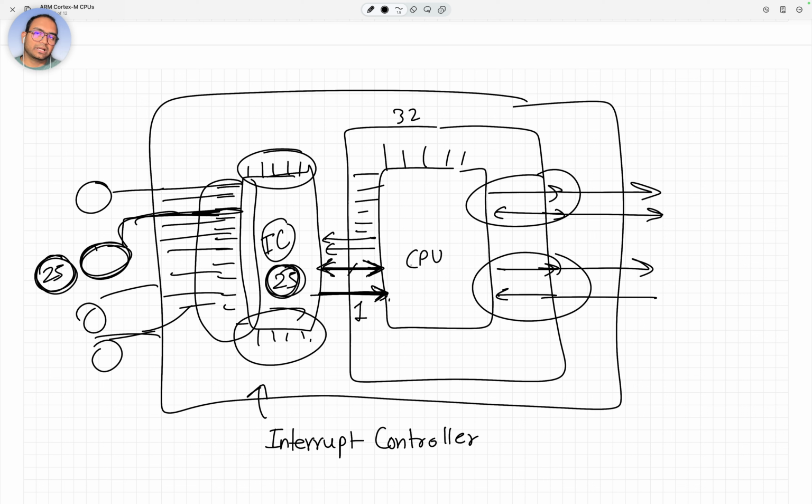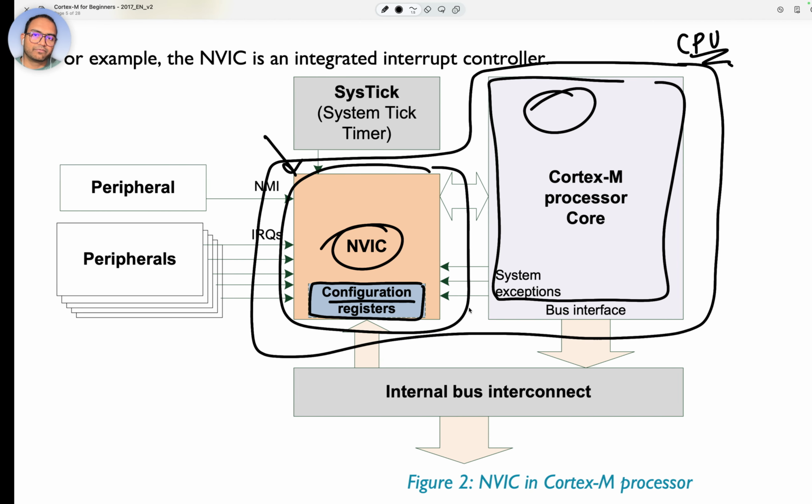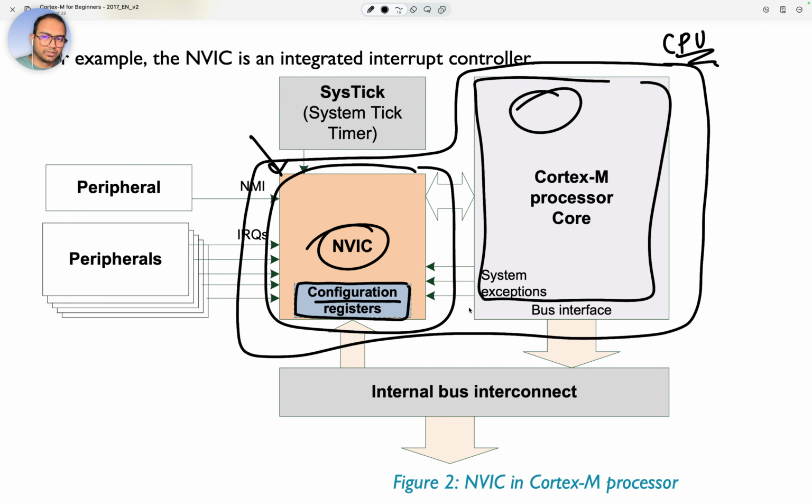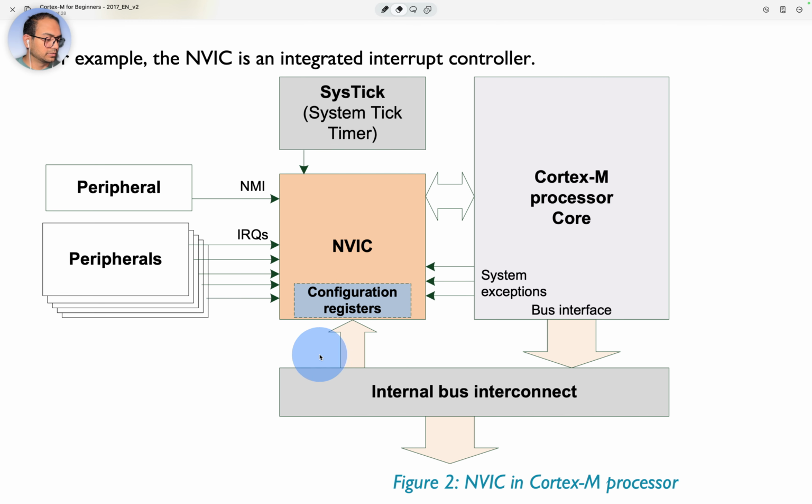So the M class CPUs then have this interrupt controller inbuilt or integrated. Right? So if you see here, there is this bus going, then there are some lines coming, right? And as part of this bus, there is also a line going to the Cortex-M processor, and that is the actual, so to speak, interrupt line.